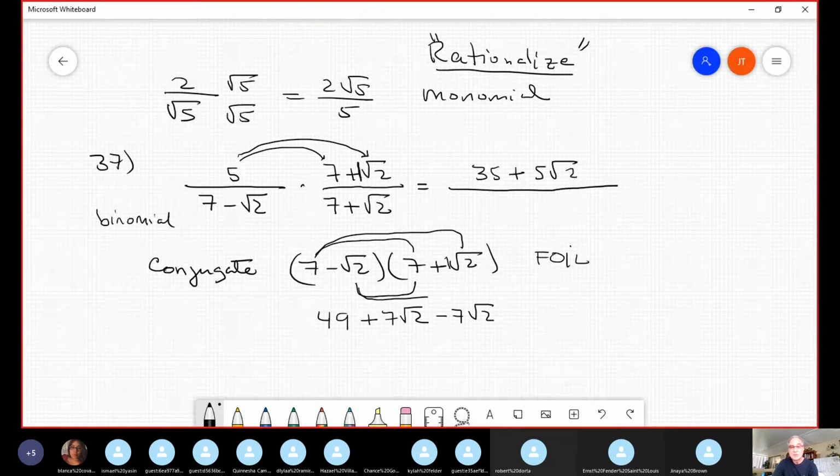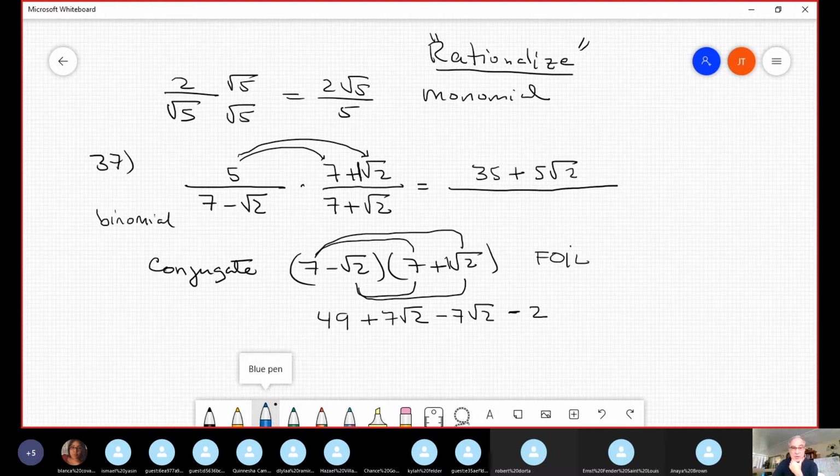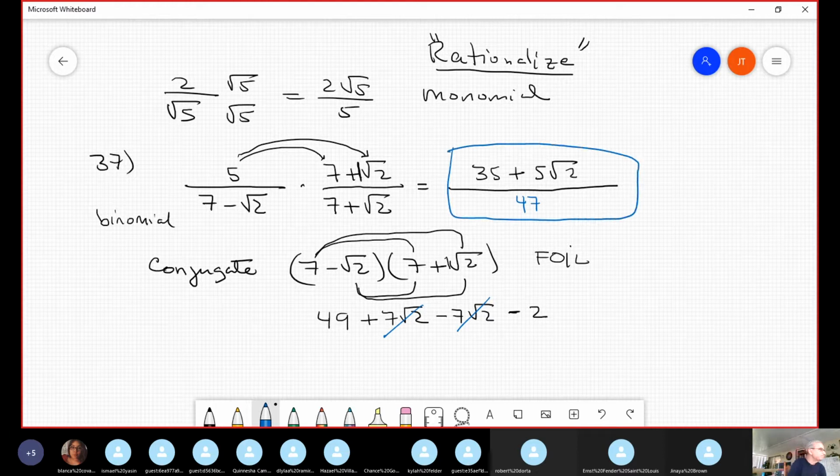And this is minus radical 2 times radical 2, which is 2. Wow, look at that. What happened? It always happens. When you multiply by the conjugate, the radical disappears. This and this are gone, they cancel. And this is 49 minus 2, get 47. And this is the final answer. Multiplication by conjugate.